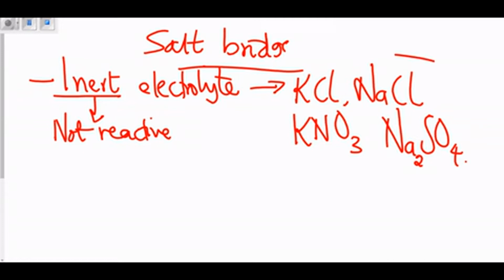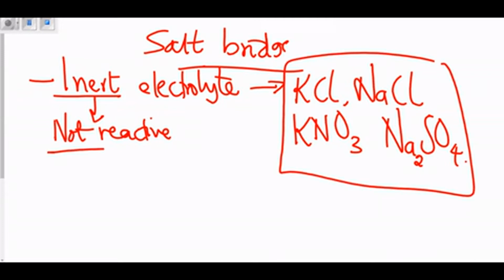So these are inert electrolytes. When we say inert, we mean they should not react with the contents. Otherwise, it will affect the chemical status of our half cells. We would understand how it works in just a while.